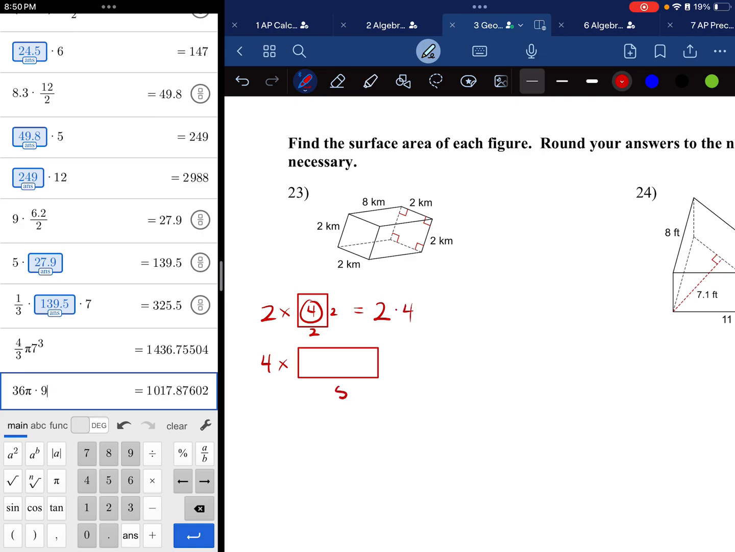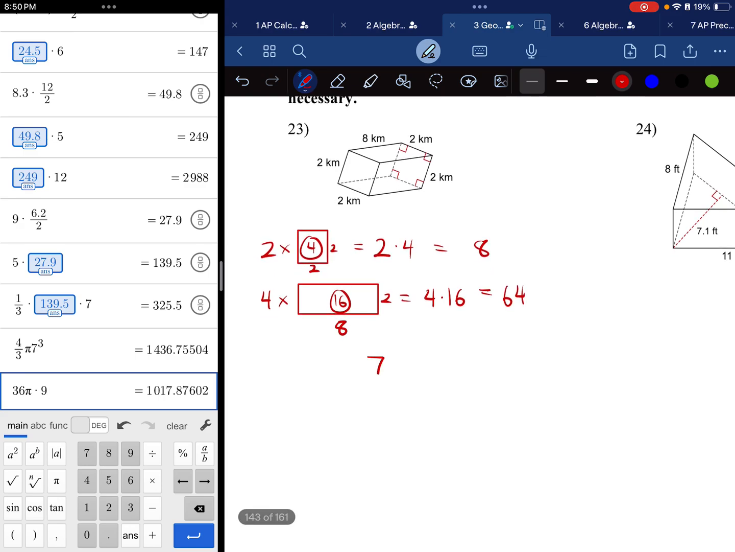This shape is an 8 by a 2, which is an area of 16. So really I have 4 times 16. 8 and 64. And 8 plus 64 is 72. So the final answer here is going to be 72, and then units are going to be kilometers.